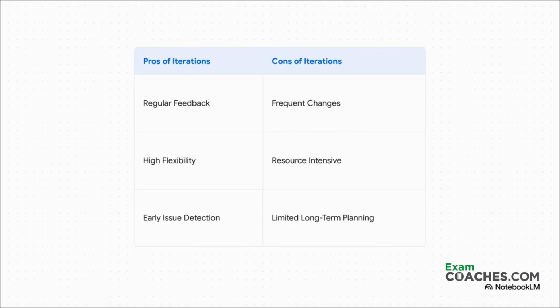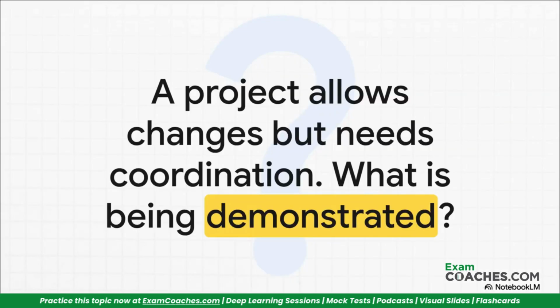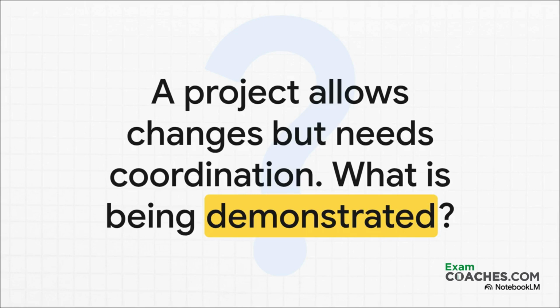Now, this is where things get really interesting because everything has trade-offs. On the plus side, you get constant feedback and you can be super flexible. That's fantastic. But the flip side, you're dealing with constant changes and it can be pretty intense on your team and resources. The exam absolutely loves to test whether you understand this balance. Let's try another one. Notice how this question isn't just asking for a definition. It's describing a situation. You get the benefit of frequent changes, but you also have the challenge of potential confusion. It's asking you to recognize the fingerprints of an iterative approach.